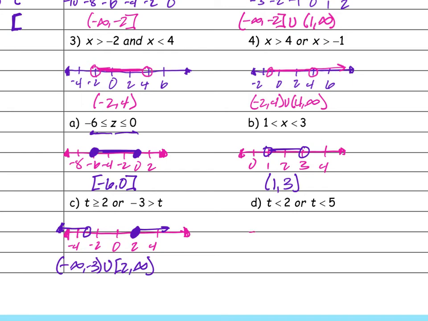Okay, and then D, 1, 2, 3, 4, 5, 6. Open at 2, t is less than 2, and t is less than 5. Great. So that means my interval notation is going to go from negative infinity to 2, joined with 2 to 5. Okay. Yeah, like that, exactly.